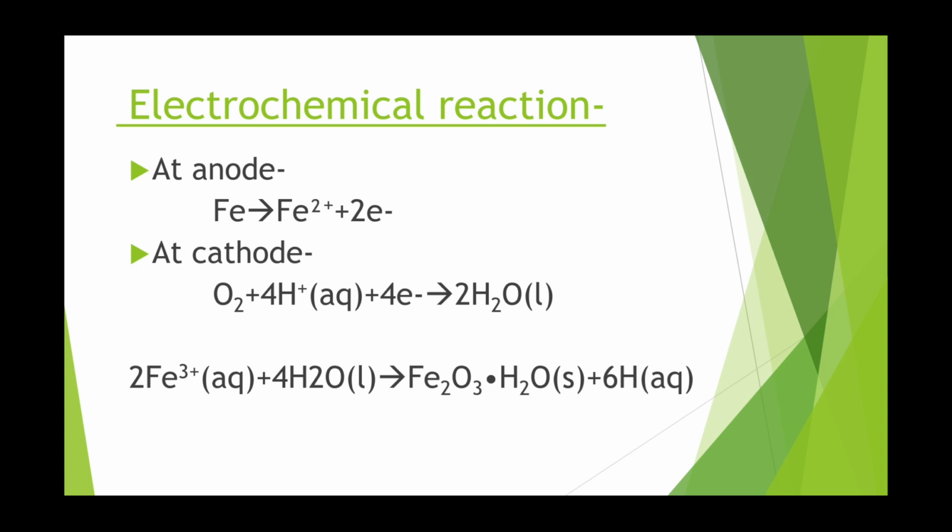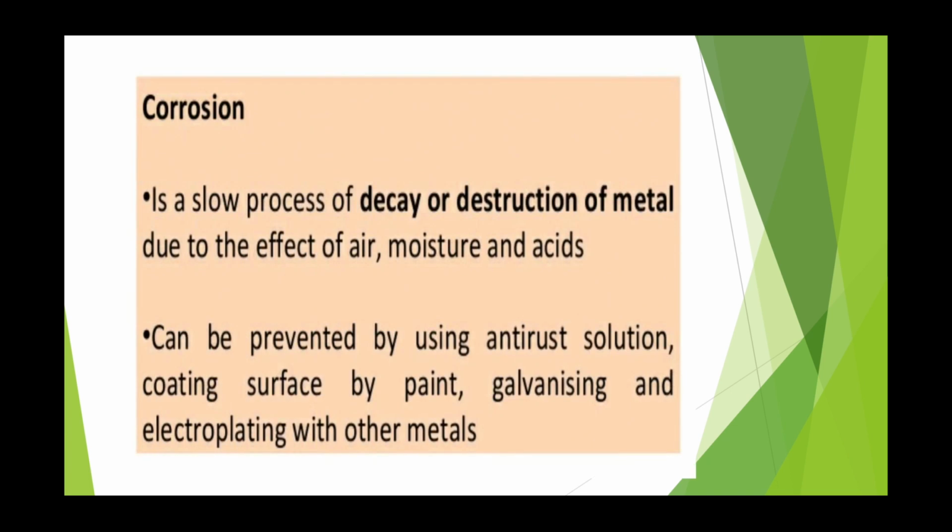It is all about corrosion. Now, we can summarize: corrosion is a slow process of decay or destruction of metal due to the effect of air, moisture or any chemicals and acids. Now, how can it be prevented? It can be prevented by using anti-rust solutions, or coating the surfaces with paint, or galvanizing or electroplating. All these we have to study in our next chapter.